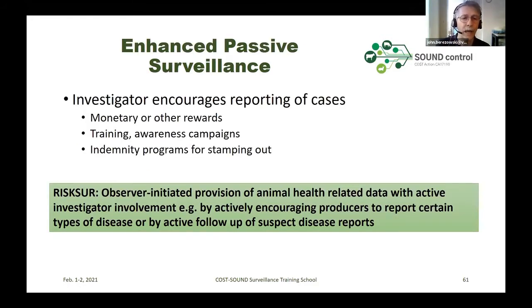So we talk about enhanced passive surveillance, where we do things to try to encourage people to report cases. There can be monetary or other rewards. Training and awareness campaigns are very important to show people that it's important to report cases. Then there are indemnity programs for stamping out. If your reporting is associated with the farm being quarantined and the animals potentially being euthanized, then having good indemnity programs is essential, because if farmers think they won't get paid for the animals, they're not going to report them.